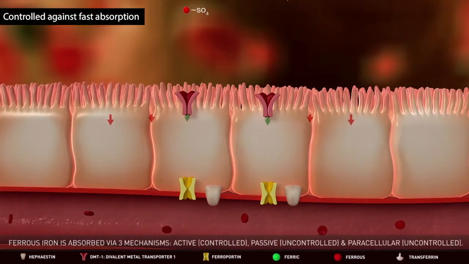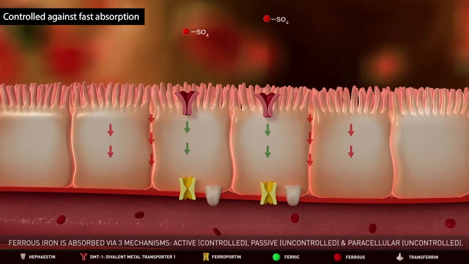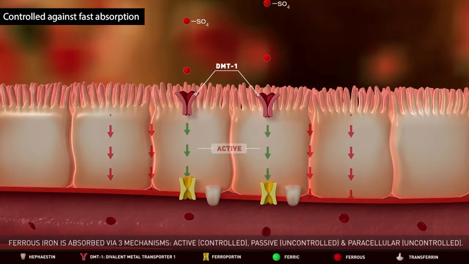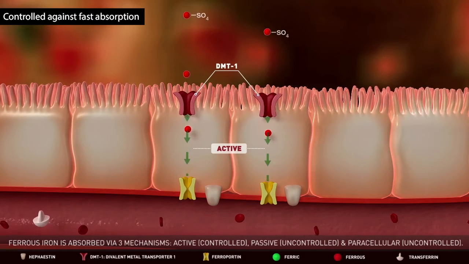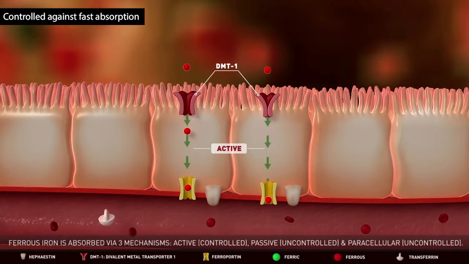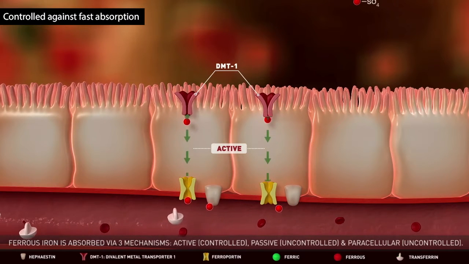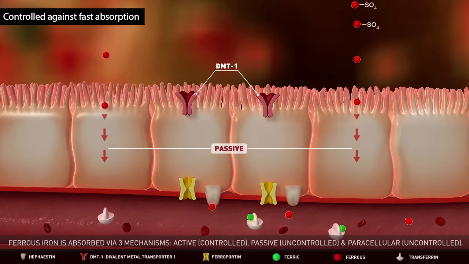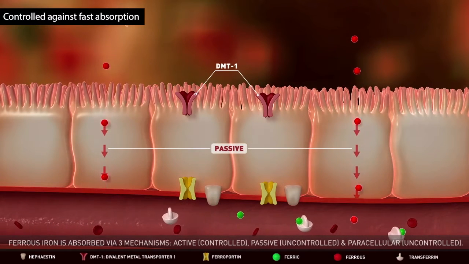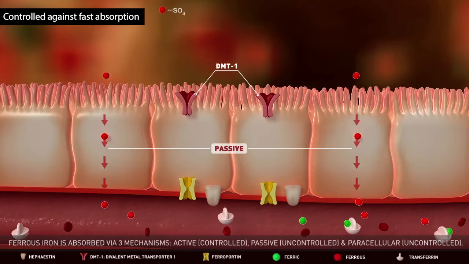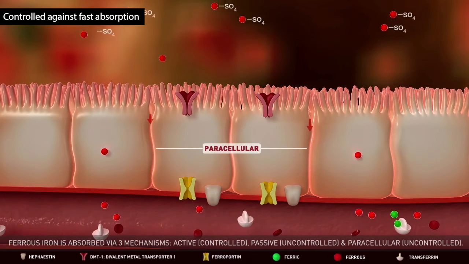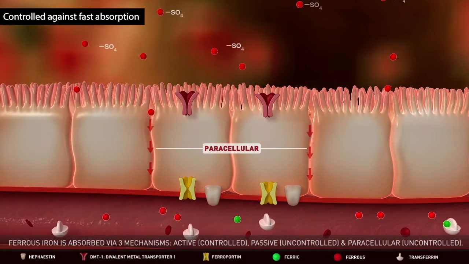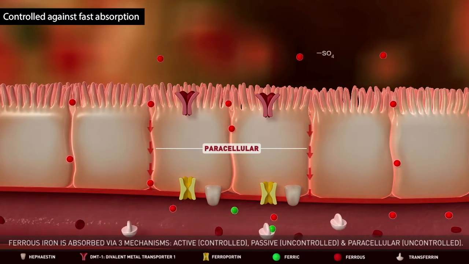Ferrous iron is absorbed via three main mechanisms: active absorption via the divalent metal transporter, or DMT1, passive transcellular diffusion through the gut membrane, and paracellular passive diffusion through enterocytes.